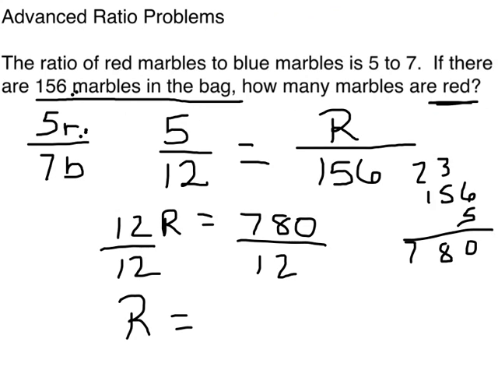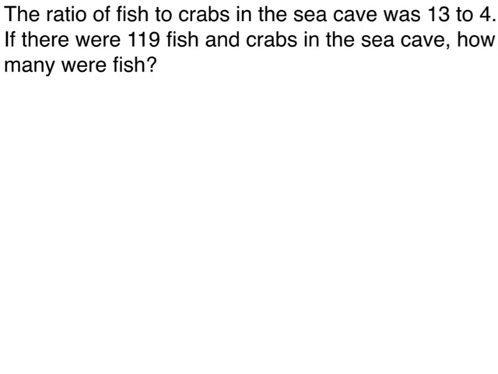12, 24, 36, 48, 60, 72. It'll go 6 times. And 60, it'll go 5 times. So if there were 156 marbles in the bag and the ratio is 5 to 7, then 65 of those would be red. All right, go to the next.